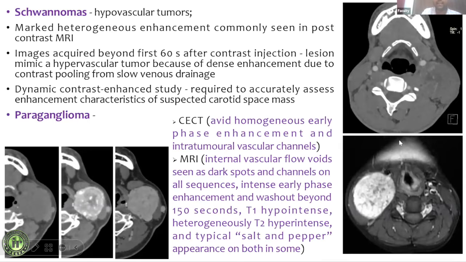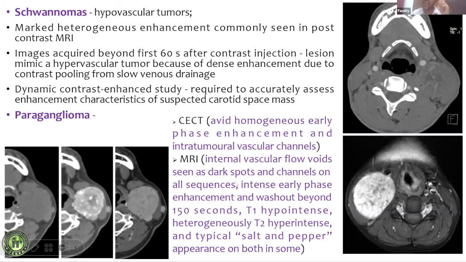In this case, one important point you have to remember is that schwannomas, the benign nerve sheath tumors, tend to show very good or intense enhancement in the delayed phase images. Particularly if the images are acquired beyond 60 seconds, you will get a very dense enhancement. It is because of contrast pooling from the slow venous drainage of the tumor. But a paraganglioma will show an intense early phase enhancement, and in the late phase, it will rather show a washout.